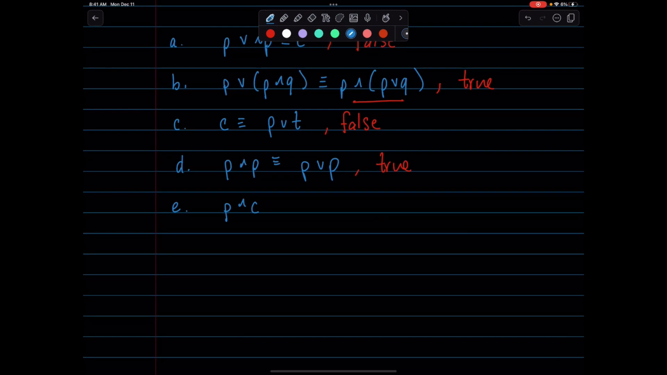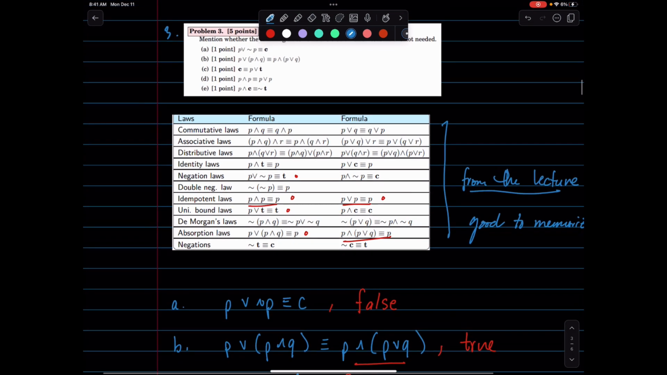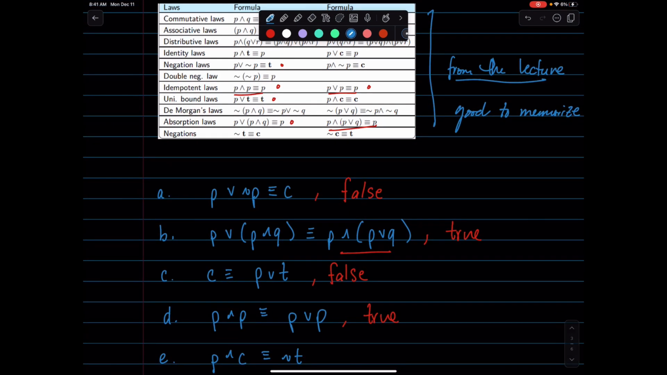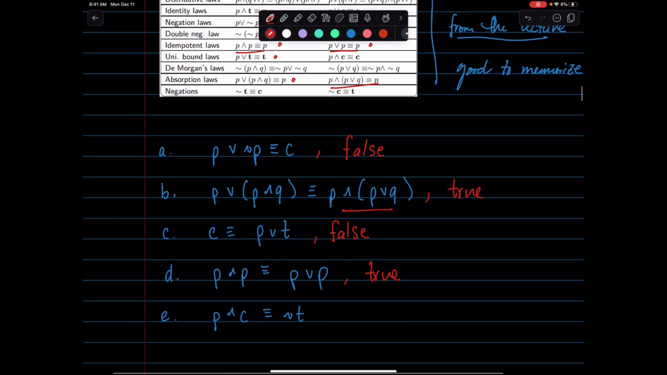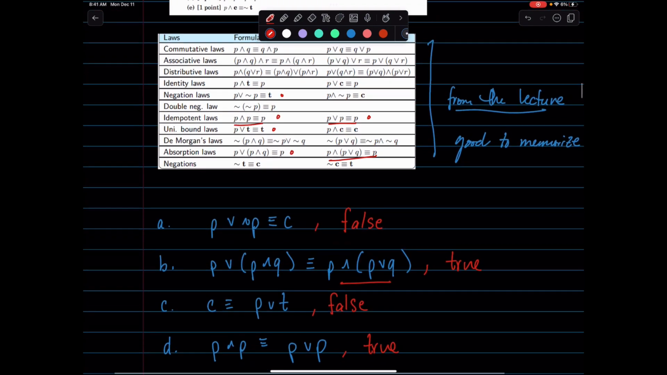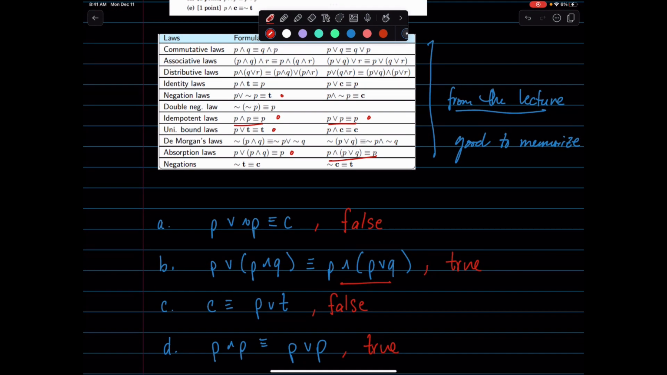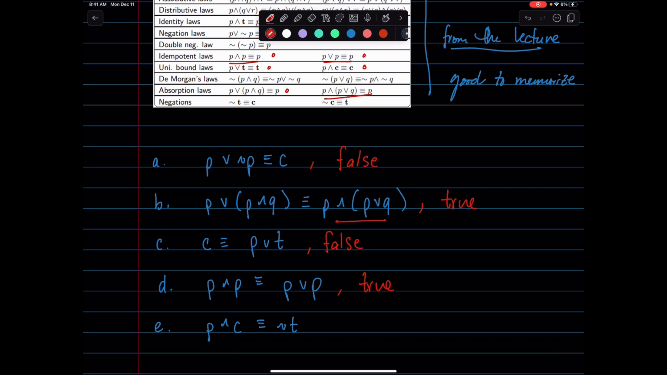P and a contradiction is equal to the negation of a tautology. So we can see that P and a contradiction is equal to a contradiction, which is the same as the negation of a tautology, because a tautology is everything is true, a contradiction is everything is false, therefore a contradiction is the negation of a tautology, so this is also true.